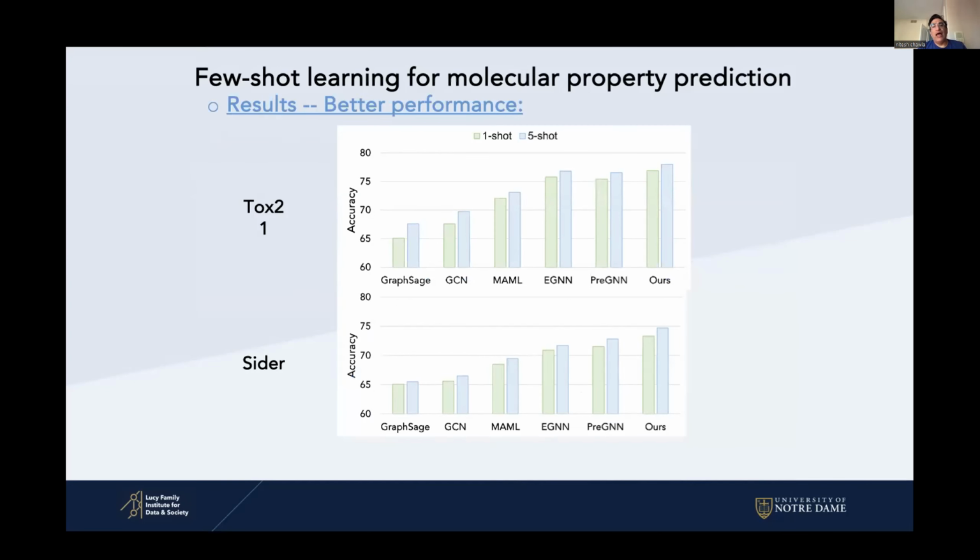So from a molecular property prediction standpoint, what we show here is our approach at the very end, and there are significant improvements in performance compared to anything else that was possible using this data for, say, toxicity prediction or side-effect prediction, etc.